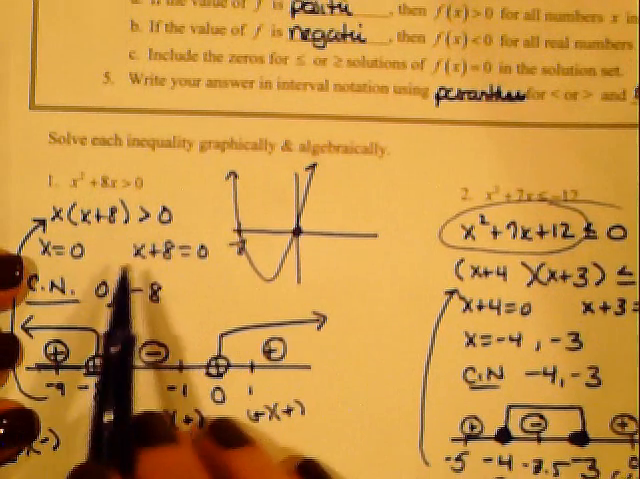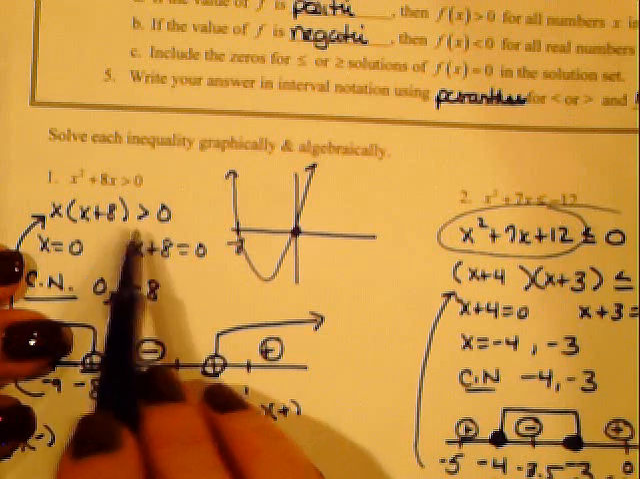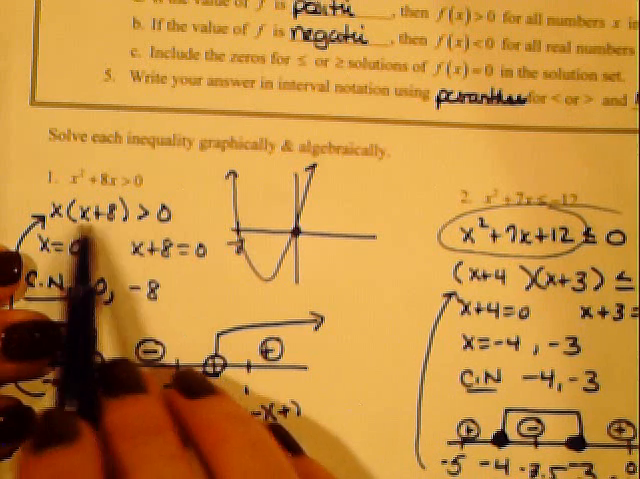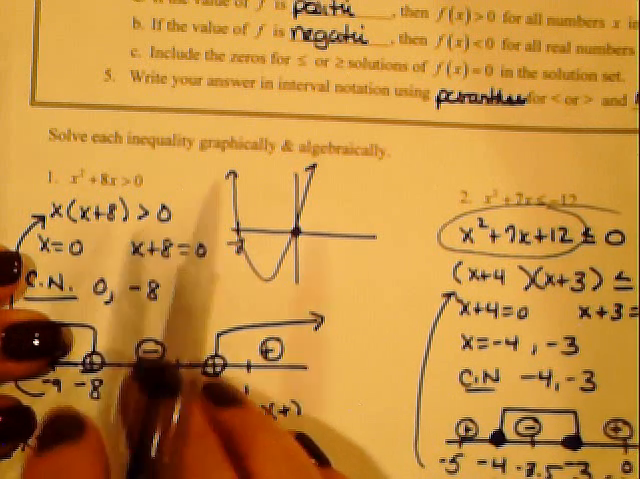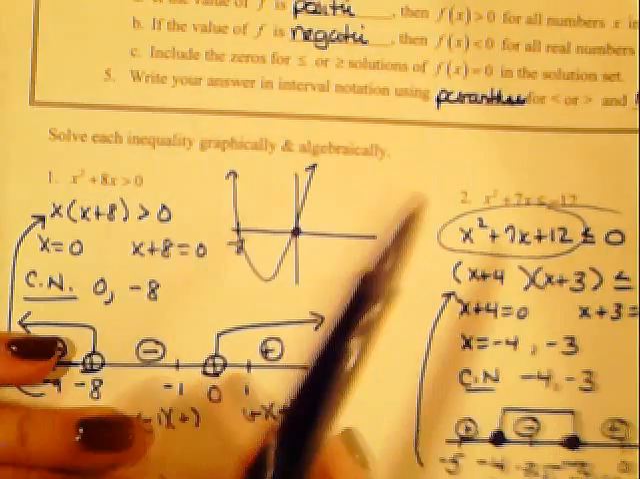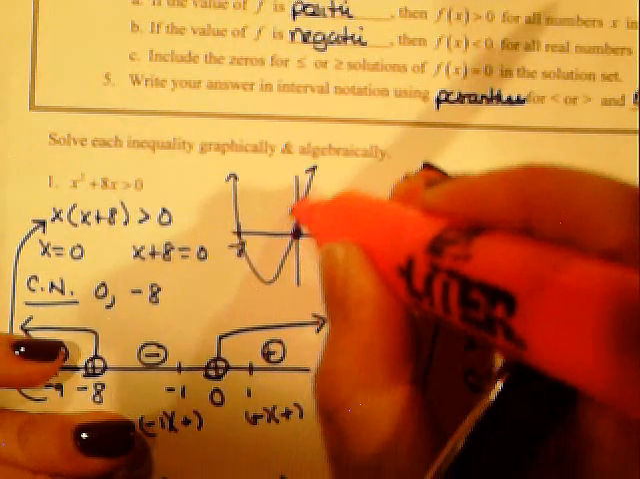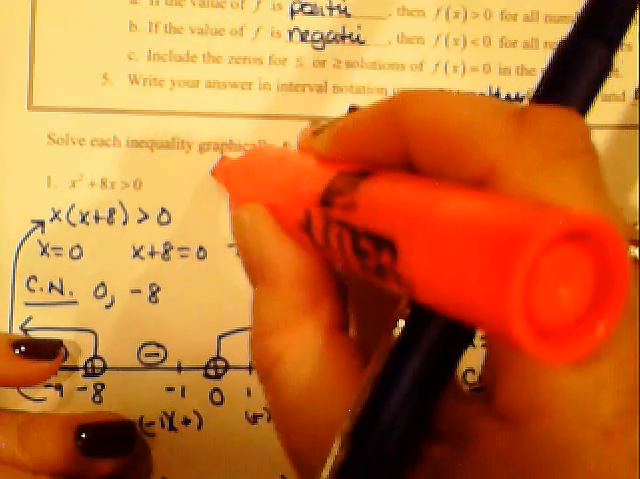What we wanted to know is where our parabola was greater than 0. So notice, where is the graph of my parabola? You're comparing the y values to 0. Where is this graph above the x-axis? Notice it's happening right here and right here.